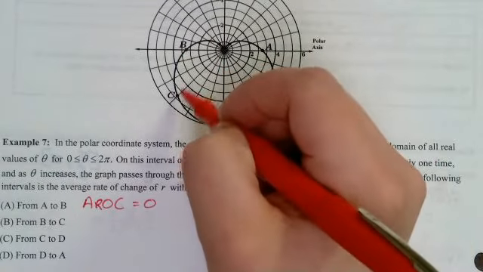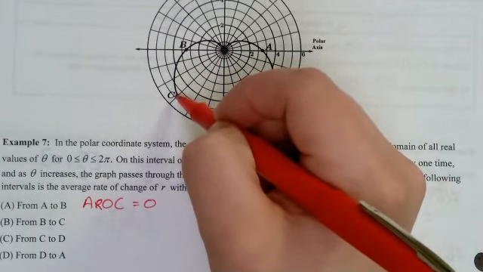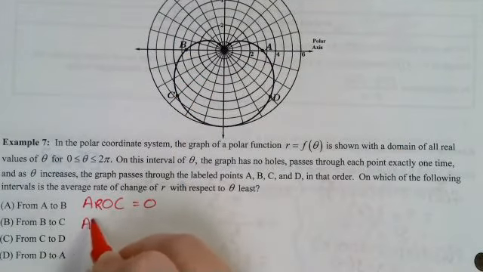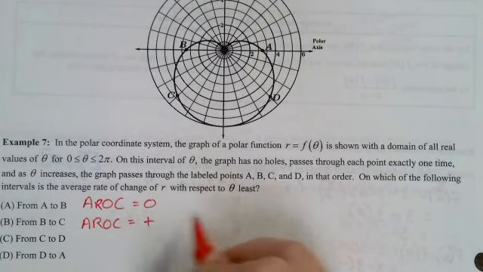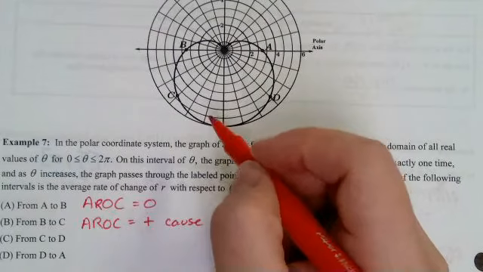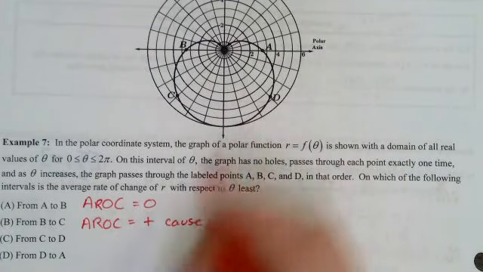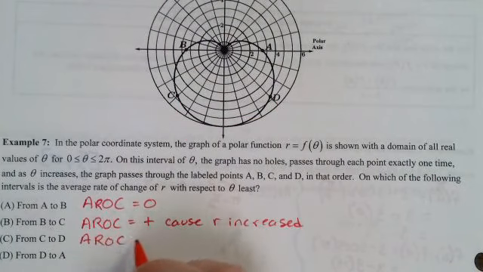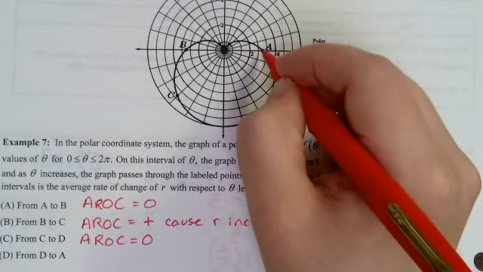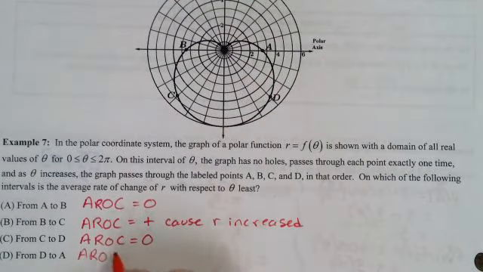Look from B to C, okay? From B to C, R increases. Okay, so the AROC is going to be positive because R increased. Okay, you look at the next one. They said from C to D, the R value is the same. So the average rate of change is 0. And then from D to A, the R value got smaller. So the rate of change would be negative because it got smaller.